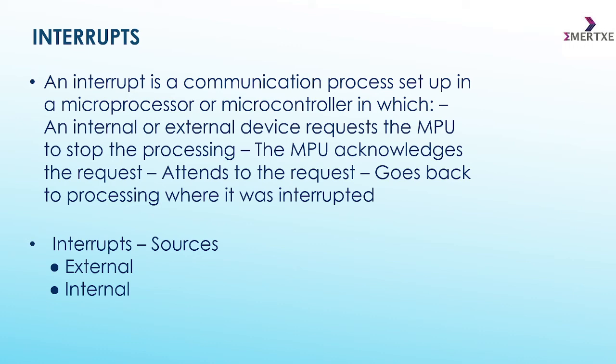Now what is an interrupt? An interrupt is a communication process set up in a microprocessor or microcontroller in which an internal or external device requests the MPU to stop the processing. The MPU acknowledges the request, attends to the request, and goes back to the processing where it was interrupted. Interrupt source is of two types, that is internal and external.